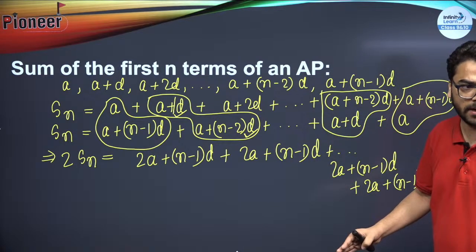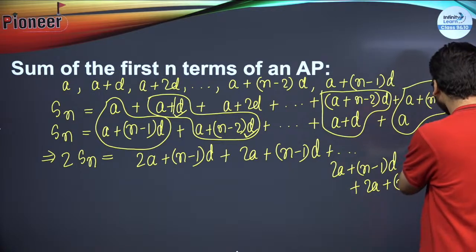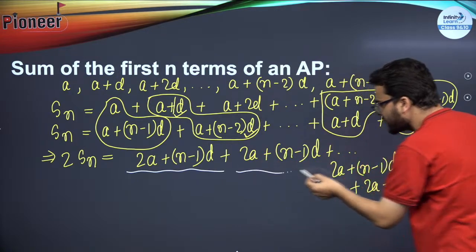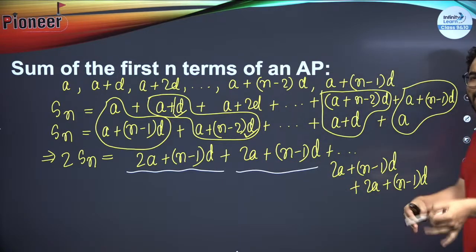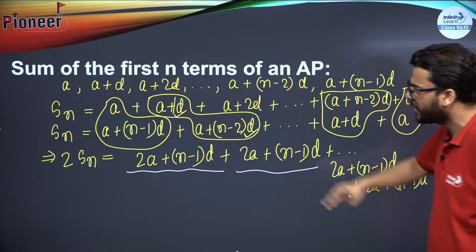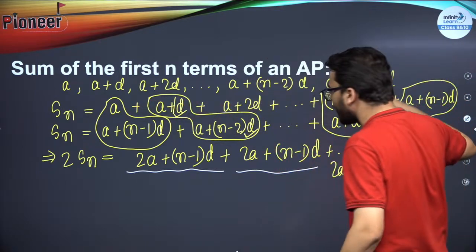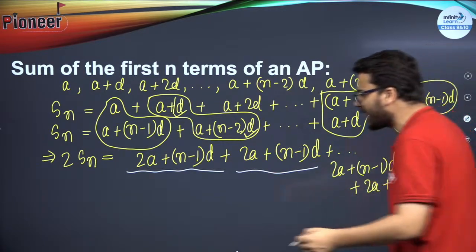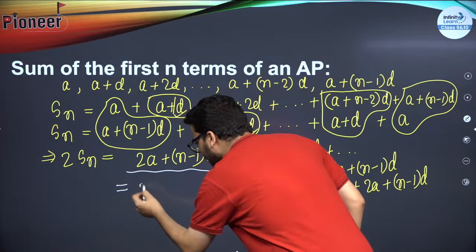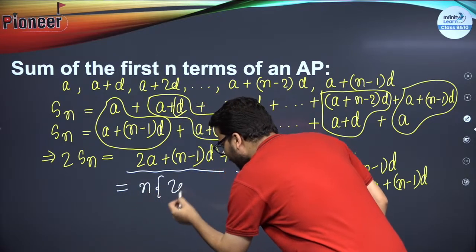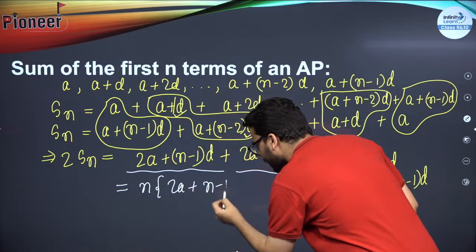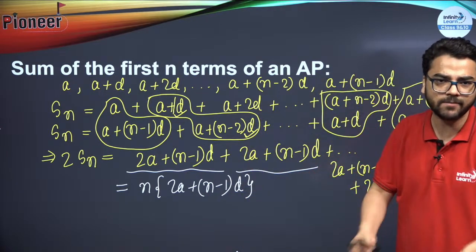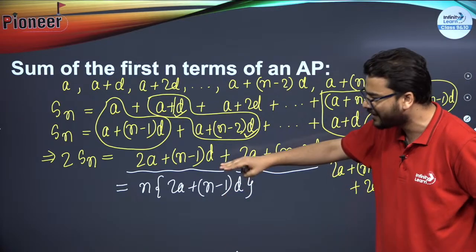So how many times basically it is coming? You have to see that properly. How many times it is coming? So basically you see 2a plus n minus 1 into d, 2a plus n minus 1 into d. So basically n terms are there in this AP, right? If you start from here, n terms are there, or you write in the opposite order, then also n terms are there. So basically this is nothing but n times of 2a plus n minus 1 into d. You got that, guys? Because you are adding the same thing n times over here.